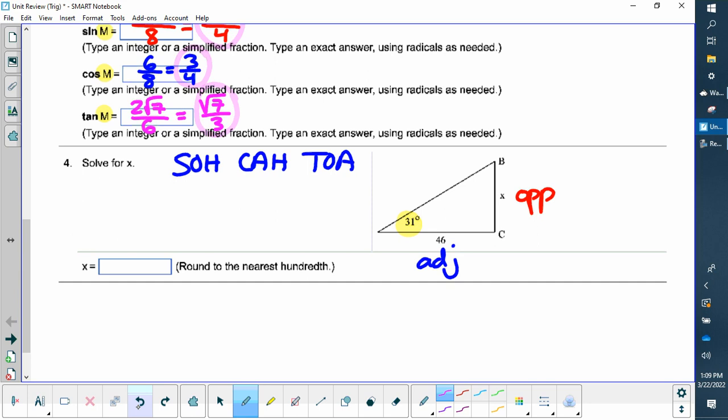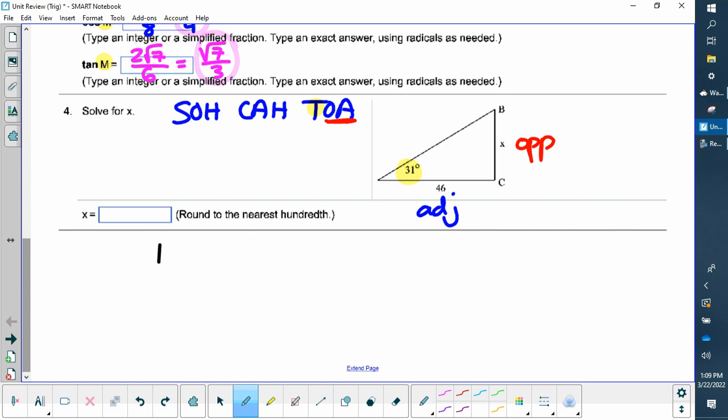Now I just have to determine which of the 3 trig ratios I'm going to do. And I look up here, and the only one that has an O and an A in it is TOA, and the T stands for tangent. So I'll do my work down here at the bottom. So the tangent of 31 degrees equals, and this is important, you have to have the right thing in the right spot, okay? It's either 46 over x or x over 46. And when I see O and A, it tells me it's opposite over adjacent.